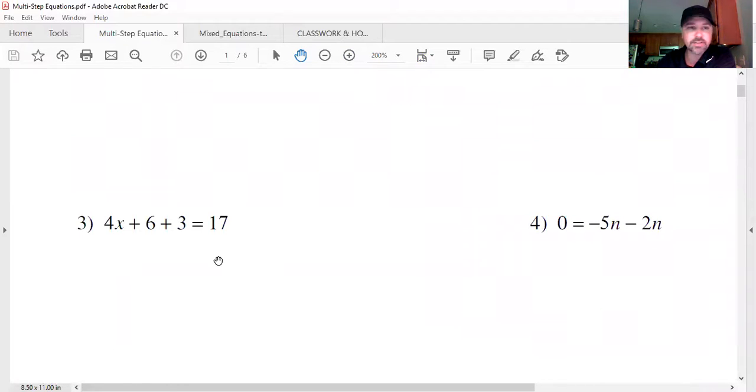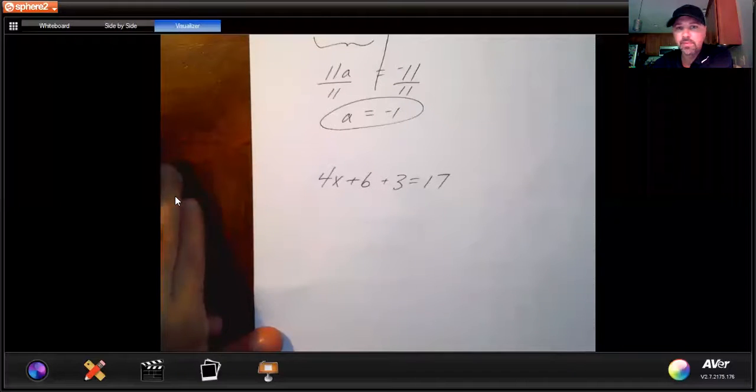4x plus 6 plus 3 is equal to 17. Why don't you go ahead and pause your screen and try and work that one out, okay? And then come back and watch how we solve it. All right, so let's see how you did.